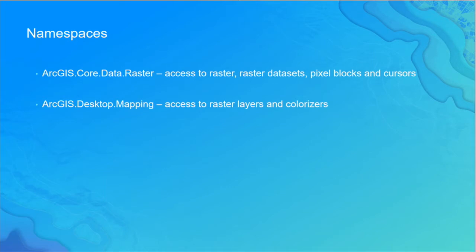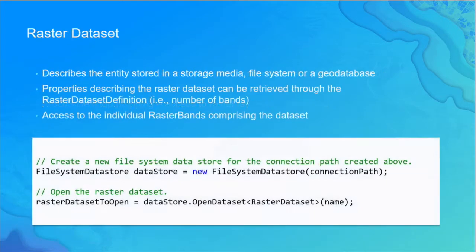The other namespace is more related to the visualization. So it contains the various types of raster layers, as well as, well, they used to be called renderers. Now they're called colorizers for the raster world. But we'll go directly into the raster namespace, and that's where the work does happen.